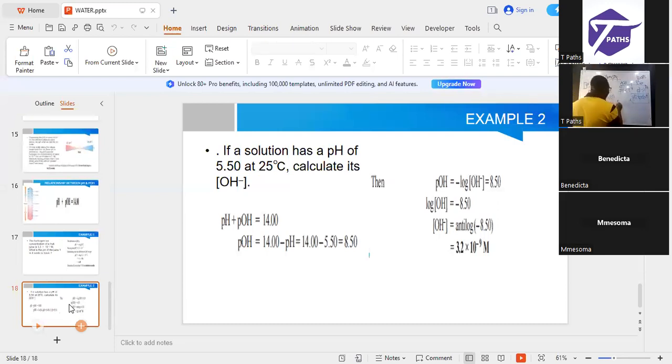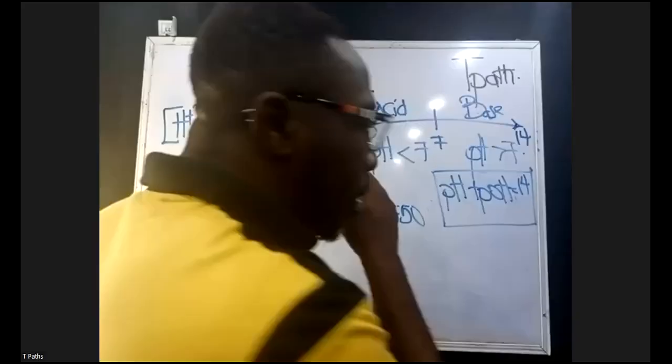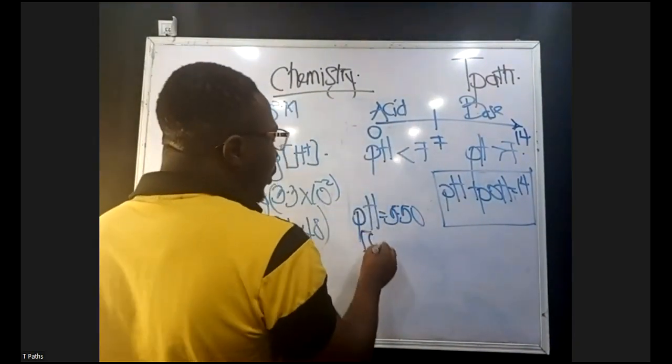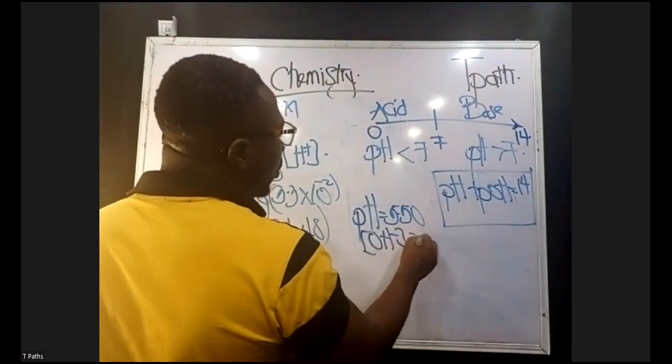Next question: if a solution has a pH of 5.50, calculate its OH minus ion concentration. It's a very good question, let's pay attention. Now, guys, we have pH here. We are told to determine the amount of OH minus. But we know that we need the pOH.